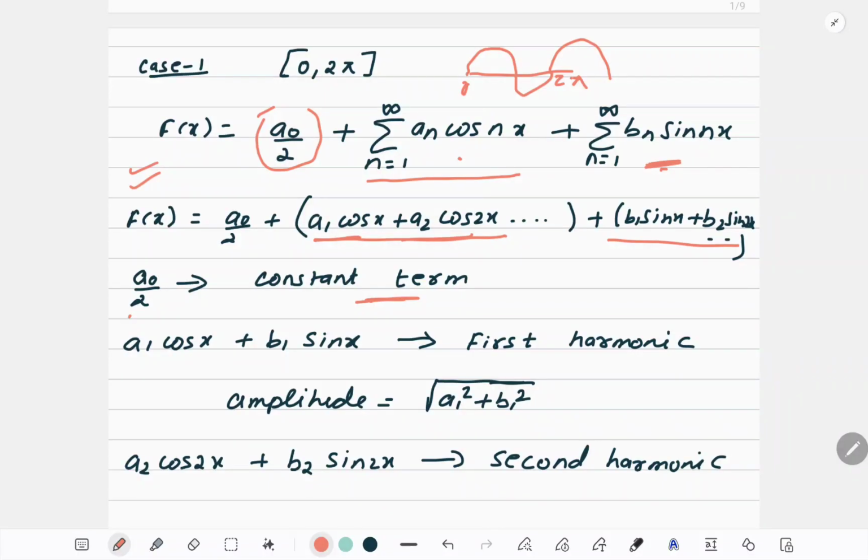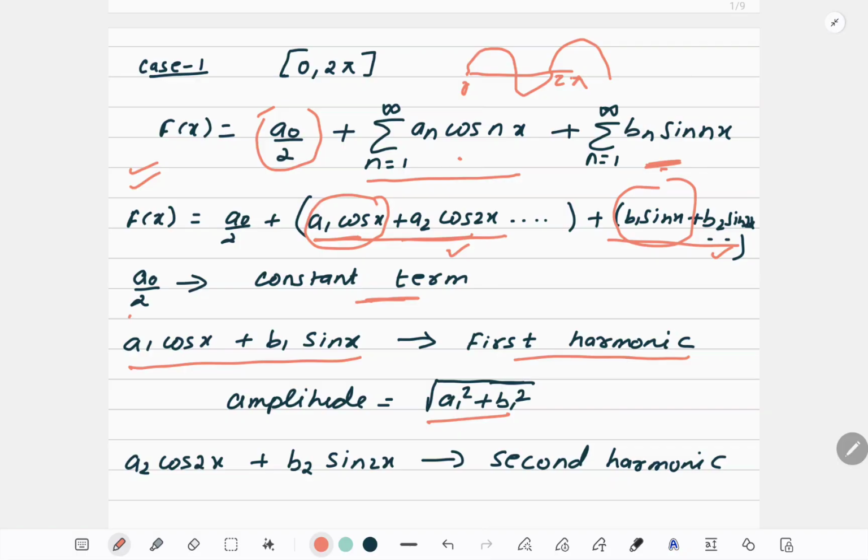Now, first term you collect. As I said, a naught by 2 is the constant term. The first term is a1 cos x and here the first term is b1 sin x. The sum of the first terms is called the first harmonic. Second harmonic means second terms, so a2 cos 2x plus b2 sin 2x is the second harmonic. If I ask you the third harmonic, it means a3 cos 3x plus b3 sin 3x. That is how we do it. Usually in exams they ask till the second harmonic, but you should also know how to find the third harmonic.